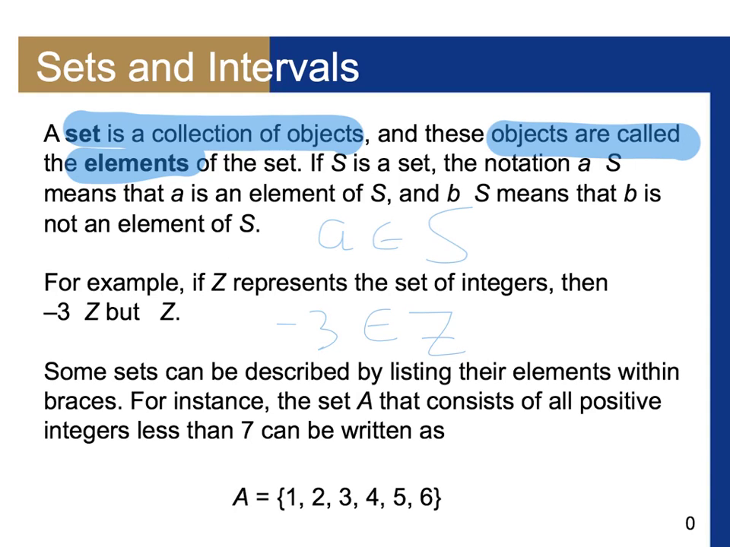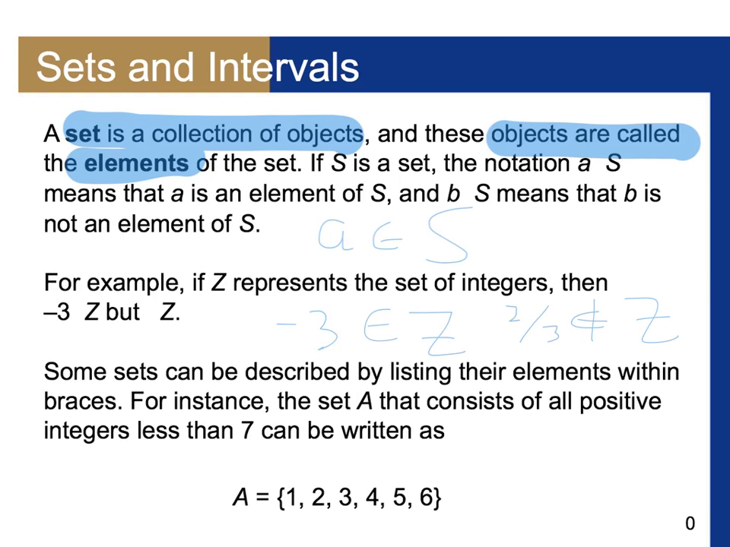But we could say 2/3 is not an element of the set Z. So I put the little E there with a cross through it. That little trident E means it's an element of. You put a little slash through it, it means it's not an element of.